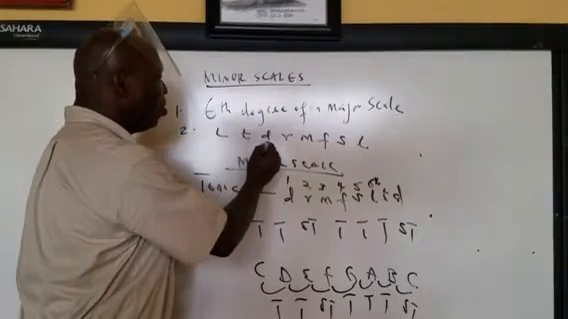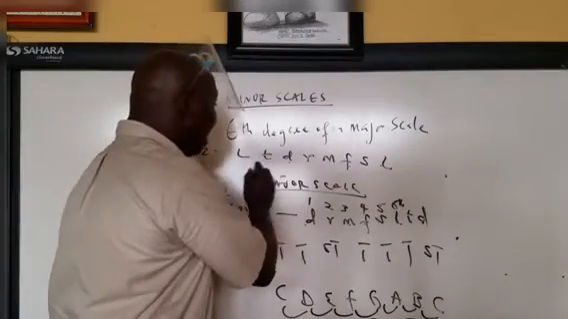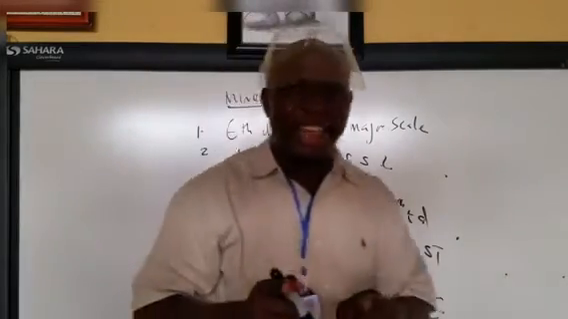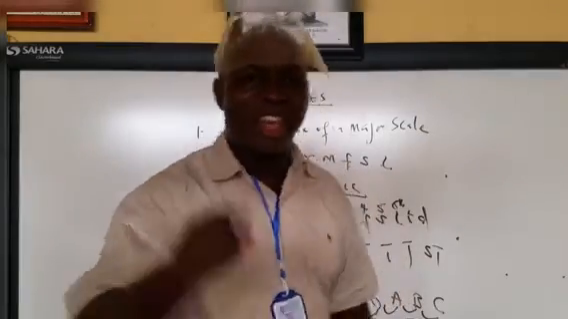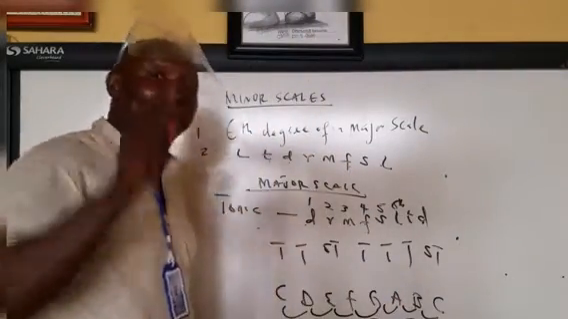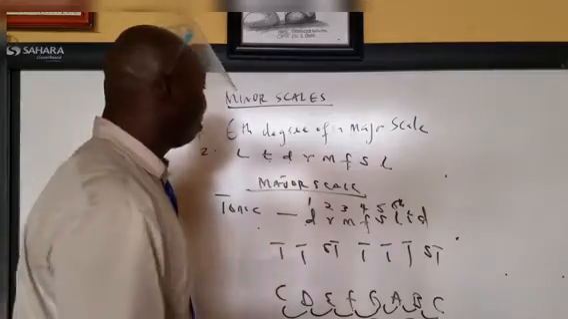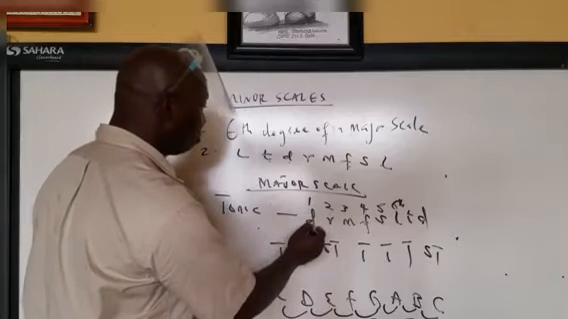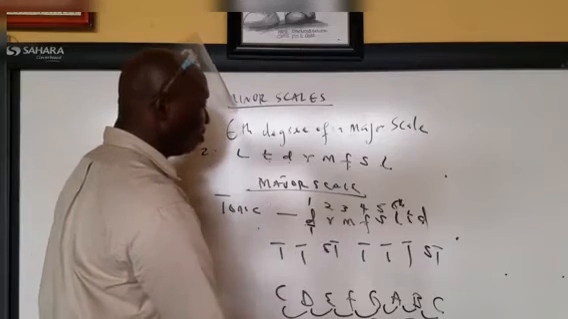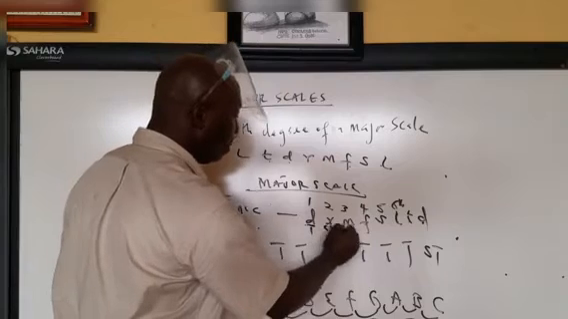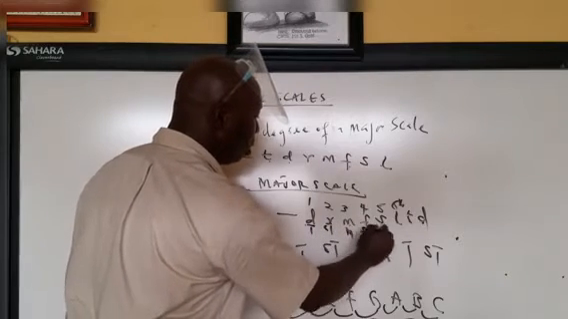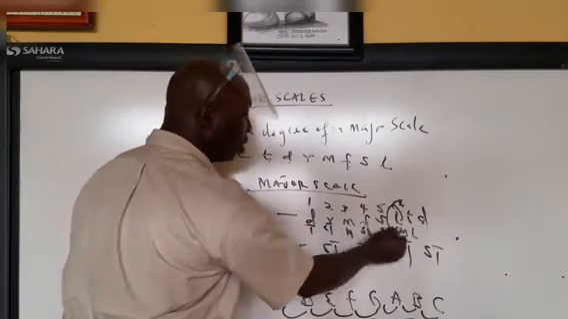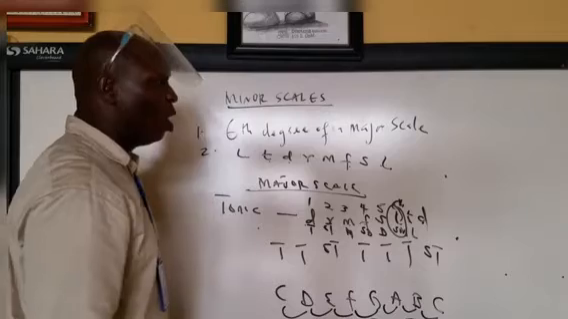La, ti, do, re, mi, fa, sol, la. That's the minor. A minor scale begins from the submediant of a major scale. A major scale is tonic, supertonic, mediant, subdominant, dominant, submediant, leading note. I know that. A minor scale begins from the submediant of a major scale.